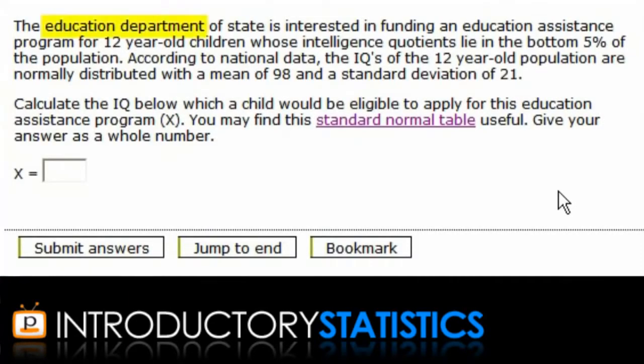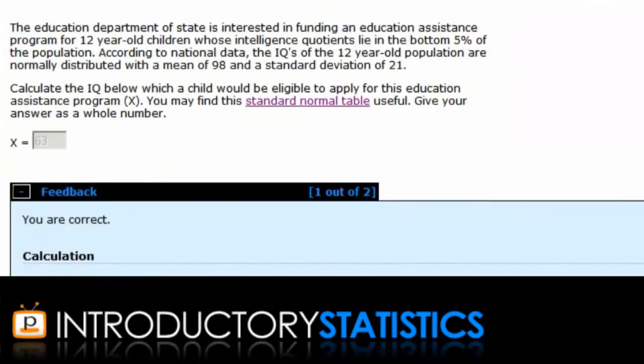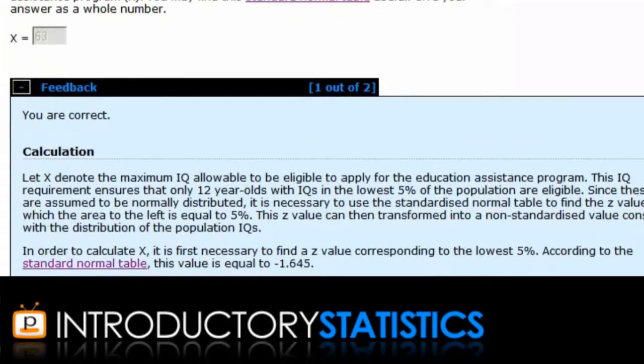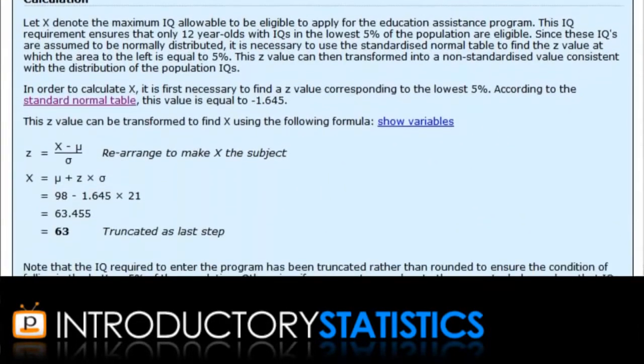In this question, an education department is considering providing an assistance program for students with an IQ in the bottom 5% of the population. You're told that these IQs follow a normal distribution with mean 98 and standard deviation of 21. You're being asked to calculate the cutoff IQ that would make a student eligible for the assistance program. This question can be answered by using the transformation formula and the standard normal table, which I did earlier. So if you put the answer in, you can see we get personalised feedback and an explanation of the question.